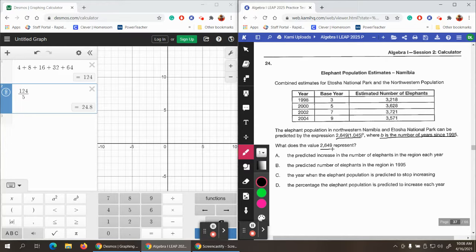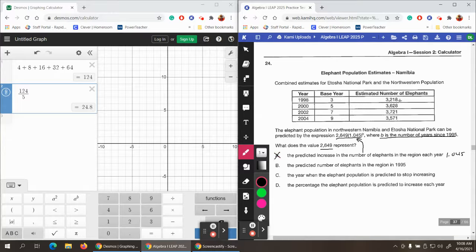All right, let's see. Predicts the increase of number of elephants each year. It does not increase by 2,000, right? It does not increase by 2,000. Please tell me you see that. So this right here actually represents the number that it increases, right? The 1.045, that's the percentage. So it's not A.